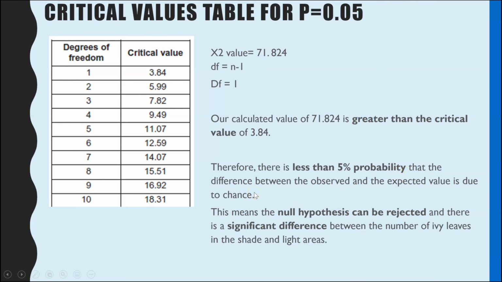Now, if we think back to our null hypothesis, we were saying that there will be no difference between the observed number of plants in the two areas and the expected number in the two areas. But we can now reject that null hypothesis because we've proven there was a significant difference between what we observed and what we expected. And we expected there'd be no difference in the two areas. So therefore, this shows us there is a significant difference between the number of ivy leaves in the shade and light areas.